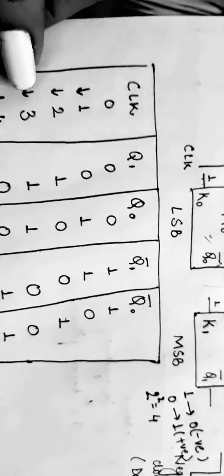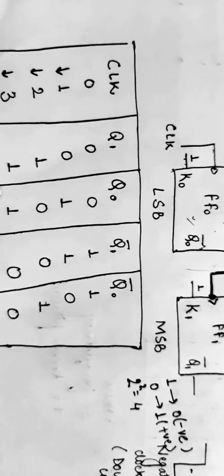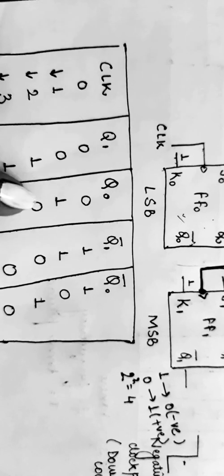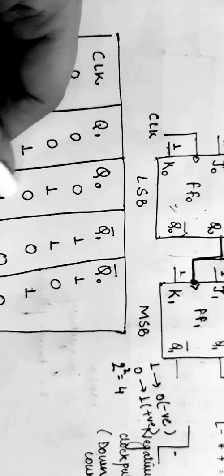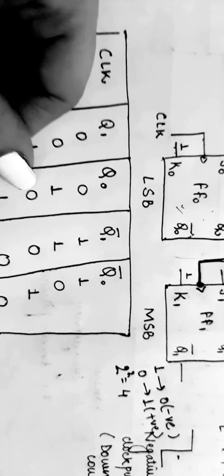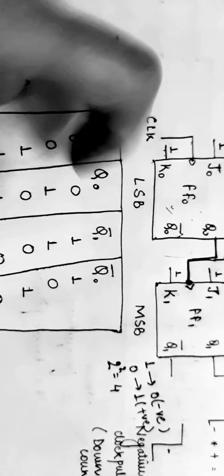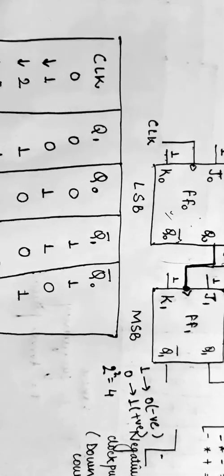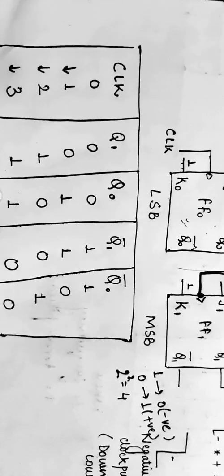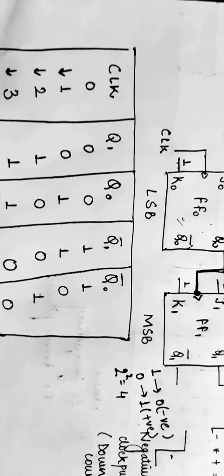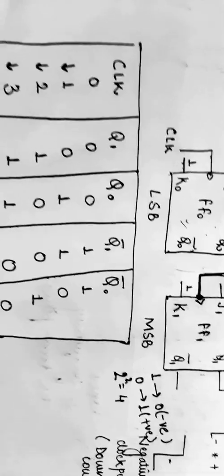Now when we apply the third clock pulse, at Q0 we will get the complement of it, that is 1. Clear? Now you see the transition is from 0 to 1. When the transition is from 0 to 1, that is positive, and we have a negative edge triggered flip-flop, so the output remains the same, so it will be 1 only. Clear? So your Q0 is 1, so Q0 bar will be 0. Your Q1 is 1, so Q1 bar will be 0.